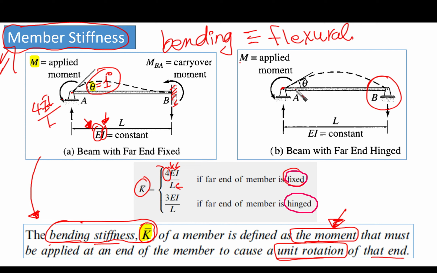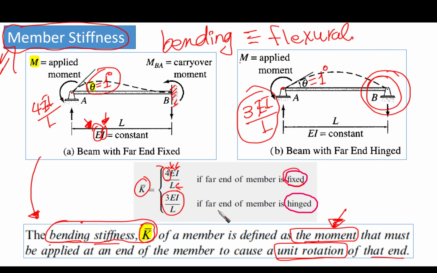However, in this case, the far end is what? Hinged. We found that the moment that is going to be developed to make an angle rotation unit, 1 radian or 1 degree or 1 anything, it is a unit, is 3EI over L. This is the bending stiffness, 3EI over L, if the far end of a member is hinged. Okay, so now this is the definition of the member stiffness.